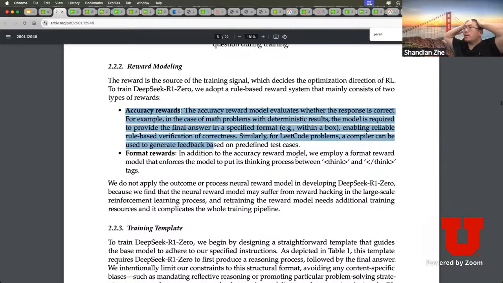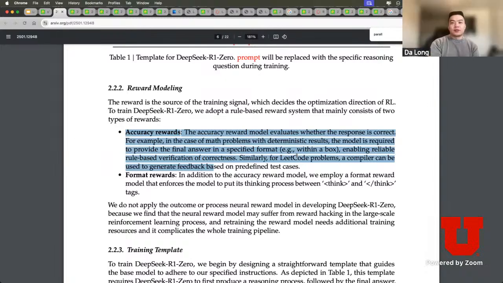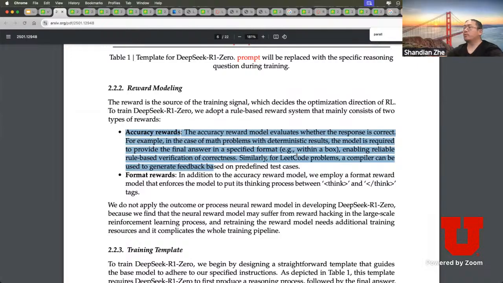I don't know if they release their code, right? But the code is just the inference code, right? Yeah, just inference code. There is no training. Oh, so okay, so we actually don't know how they define the accuracy reward. Yeah. Okay.